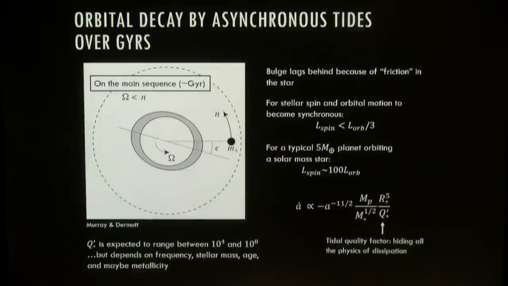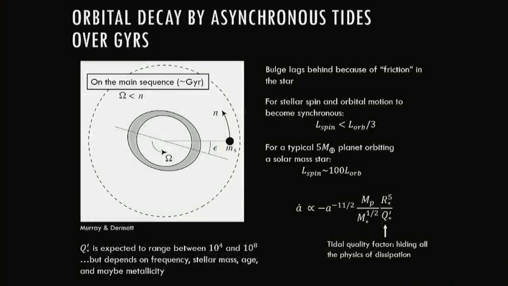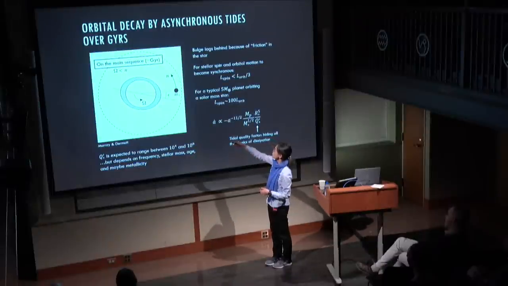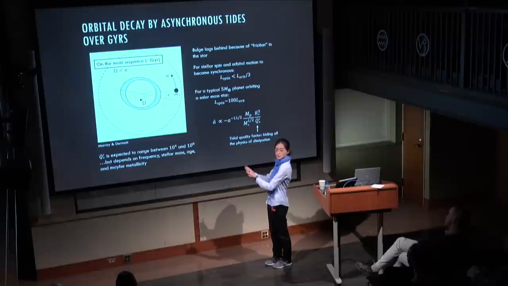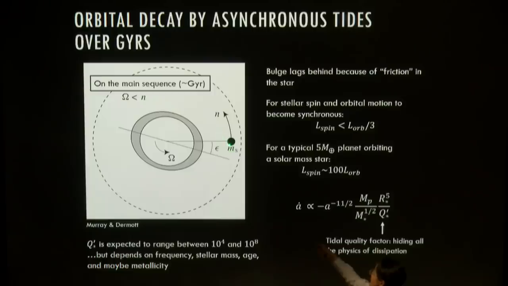And the answer lies in tides. As the host star evolves onto the main sequence, it's going to spin down, and that means the bulge that's been raised by the tides raised on the star by the planet is going to lag behind the planet and just pull on the planet. This planet is going to undergo an orbital decay, until it gets destroyed either at the Roche radius or at the surface of the star.